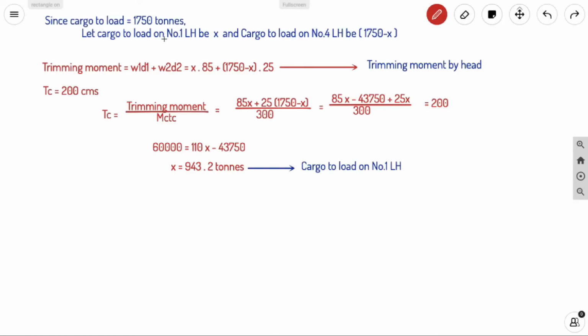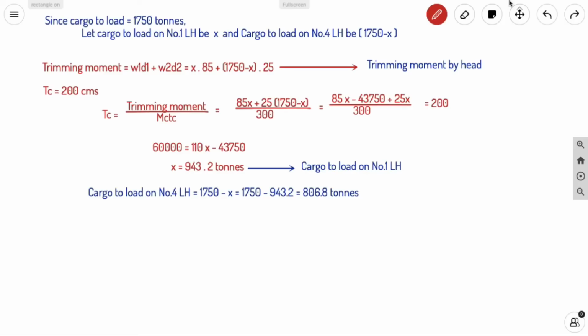Since we said cargo to load on number 1 lower hold is x, we can find cargo to load on number 4 lower hold as 1750 minus x, that's 1750 minus 943.2, 806.8 tons. So we got the values of both the weights to be loaded in both spaces, number 1 lower hold and number 4 lower hold.